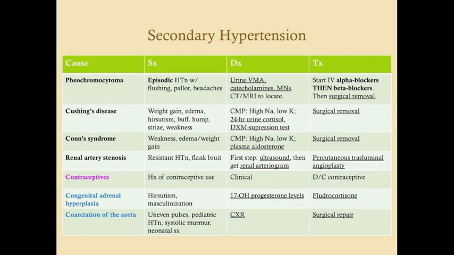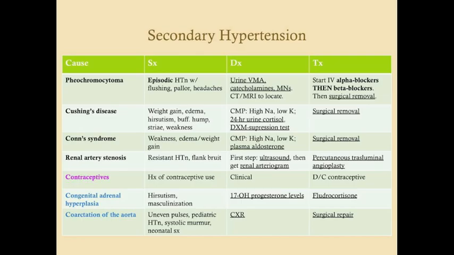so to diagnose renal artery stenosis, first we need to make sure that we do have a blockage in the renal arteries, so we get an ultrasound. That's sort of your screening test because it's cheap and it's easy to do. And then to make the definitive diagnosis, we get a renal arteriogram.